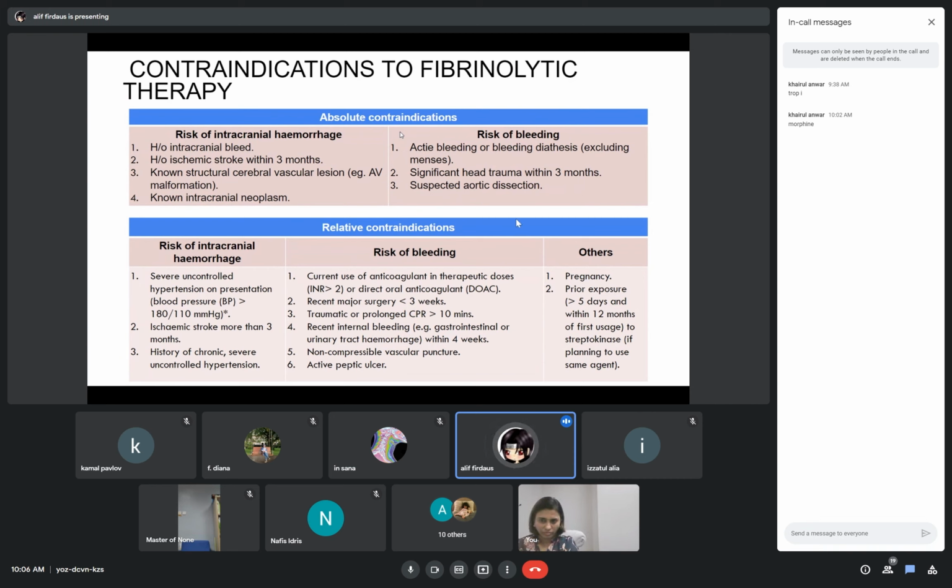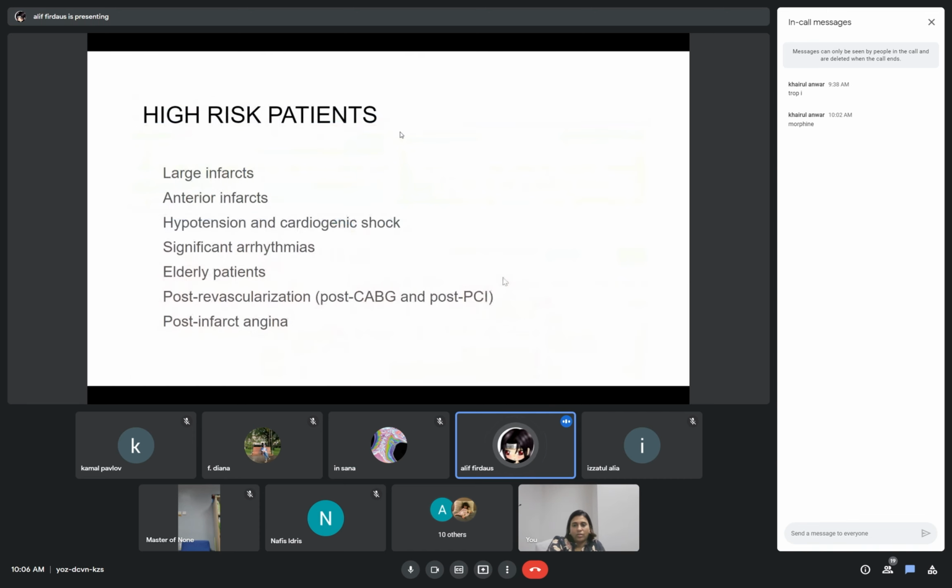So the relative contraindication, if the patient had severe uncontrolled hypertension, ischemic stroke more than 3 months, chronic uncontrolled hypertension, and if the patient is currently using anticoagulant, or if the patient had recent major surgery less than 3 weeks, or the patient is pregnant or had exposure to streptokinase, latest exposure. So the high risk patient.